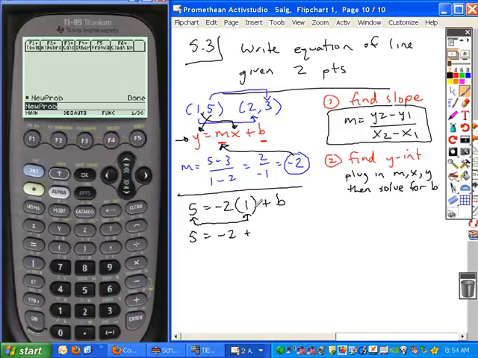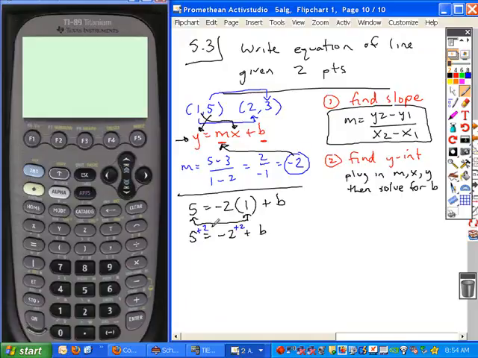Simplify your expression. So negative 2 times 1 is just the negative 2. Move all your terms to the left, so we'll add a 2 to both sides. We get 7 is equal to our b value. That's our y-intercept.